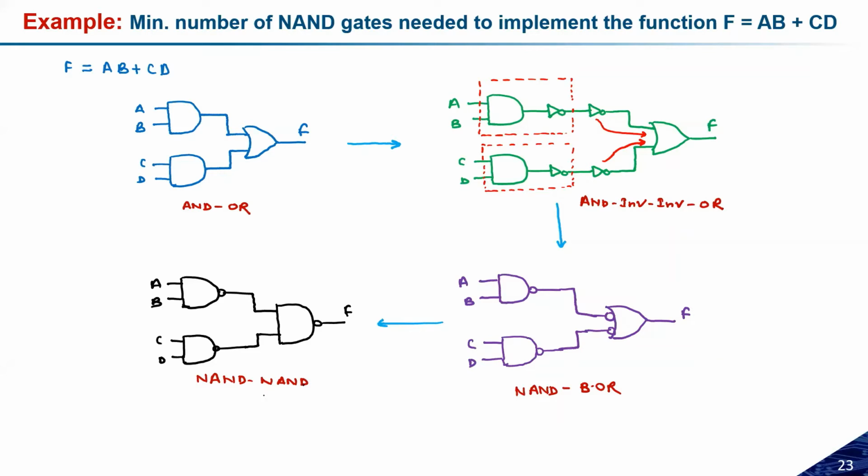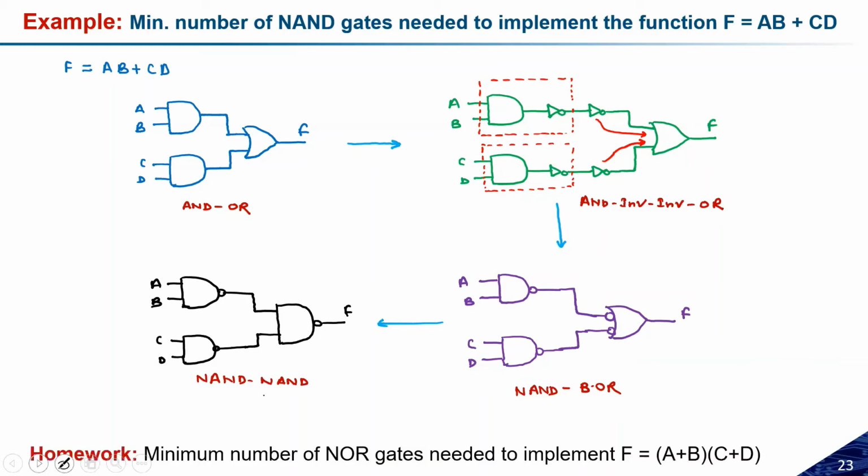Yeah, I have taken too much time to explain this thing, but you should know, because at each stage we are getting a different kind of logic structure. Initially, we had a structure of AND and OR, and then we are getting AND inverter OR, then we are getting NAND and bubbled OR. And then finally, we are getting NAND structure. So the questions can come from anywhere, any kind of logic can be asked. And accordingly, you have to manipulate your circuit. Okay. So, yeah. So 3 NAND gates are needed.